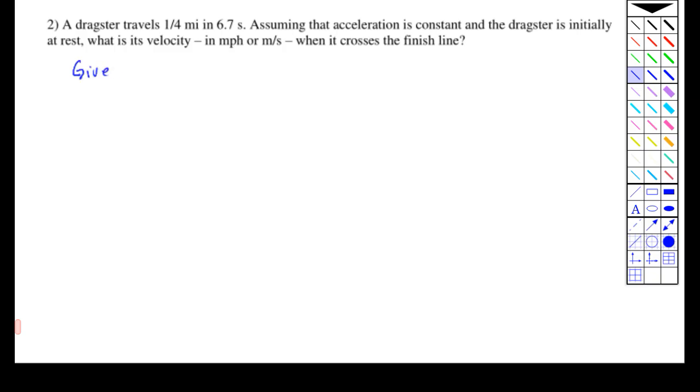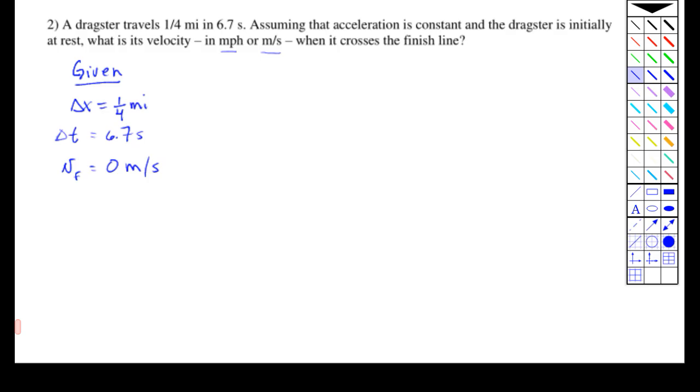So what we're given is that it's traveled a distance of a quarter mile. And we're given the time it took, delta t, is 6.7 seconds. And we're given the initial speed, which was 0. We'll just keep it in meters per second. Now our question asks us for the final velocity, either in miles per hour or meters per second. So I'm going to do it in meters per second.